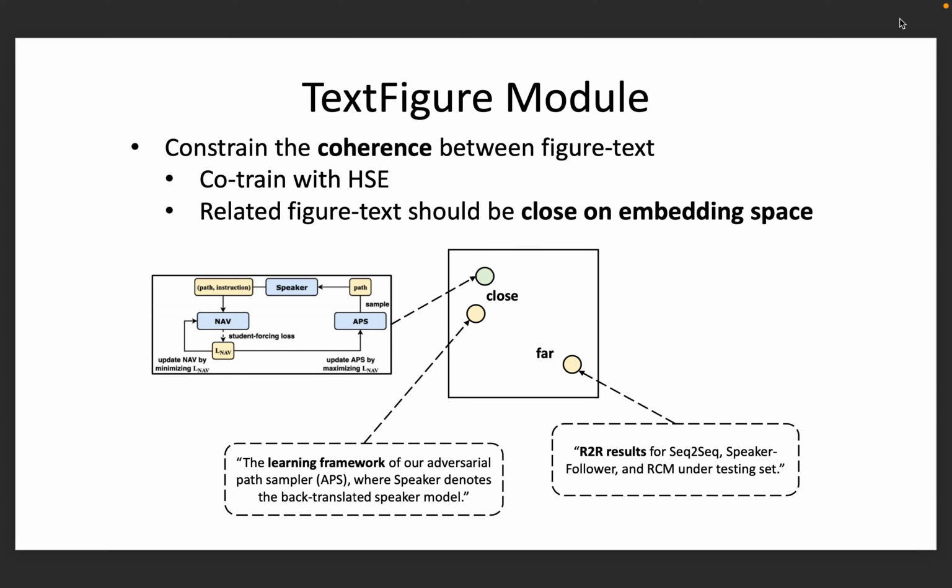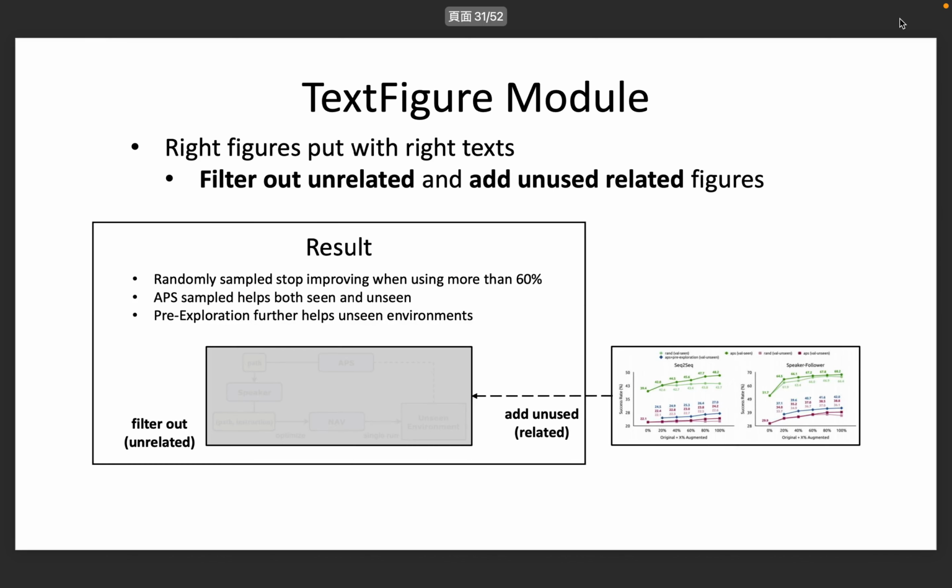Text figure module is a joint embedding between text and figure, where related figure and text should be close in the embedding space, and we hope that they can be presented together on the same page. The text figure module also helps the post-processing, where we can filter out unrelated or add related but unused figures based on the similarity of the joint text figure embedding.